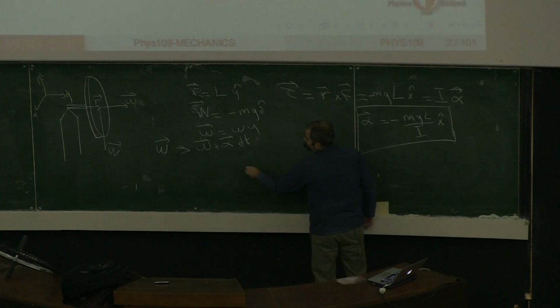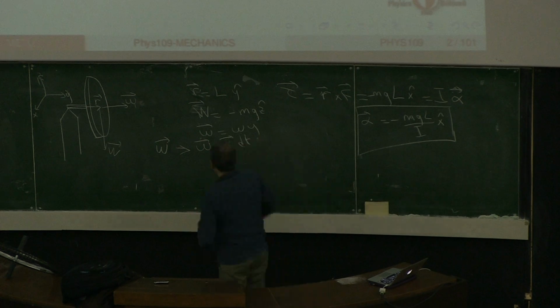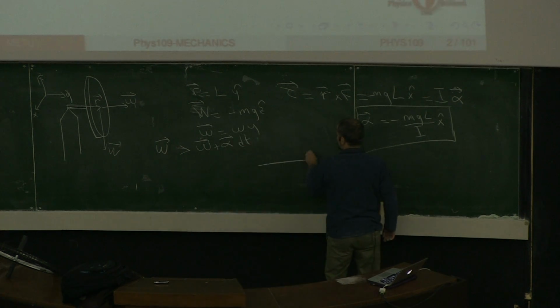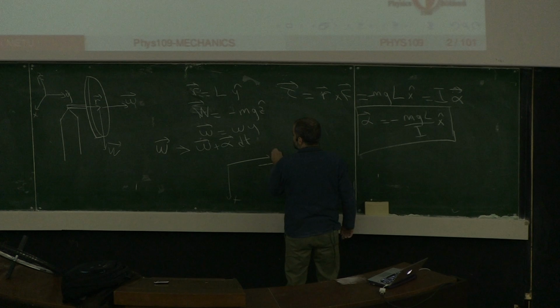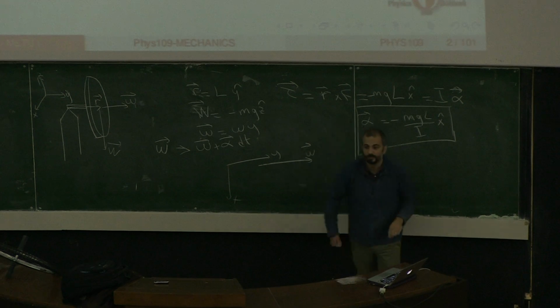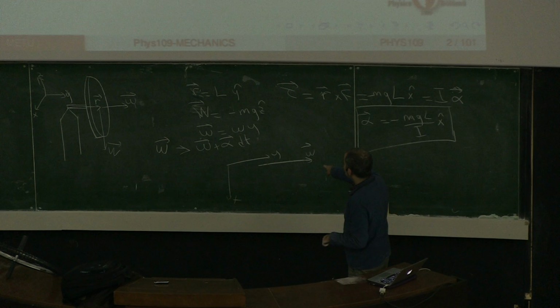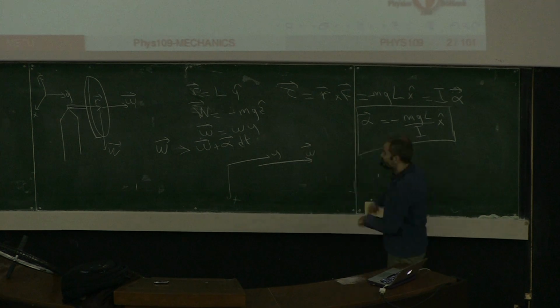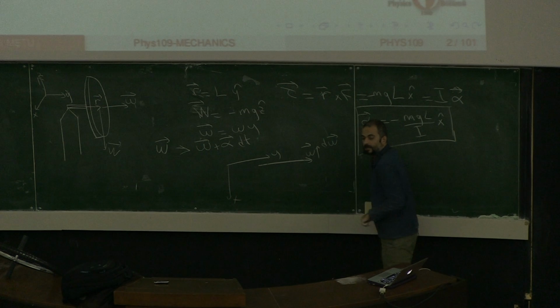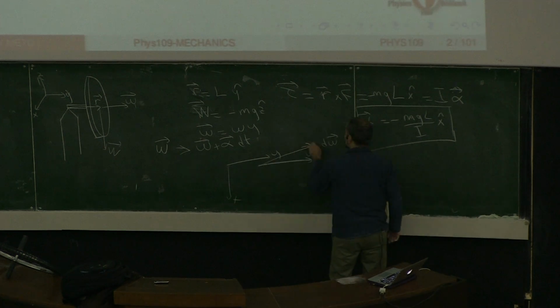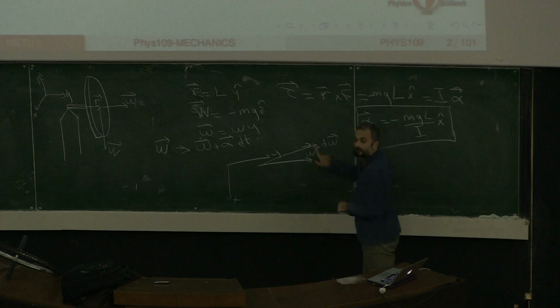Omega is pointing like this. If you just look at it from the top, this is the direction of omega. This is the x direction, this is the y direction, and the z direction is pointing towards you. So this is omega. Alpha is in the minus x direction. This is, let's say, d omega, the change in omega. So the omega vector should rotate around the z-axis. This is my new omega vector.